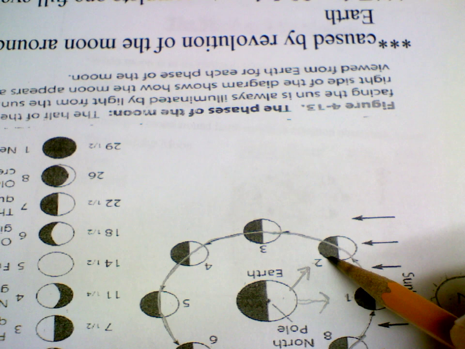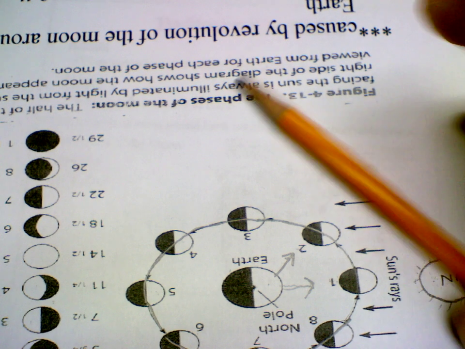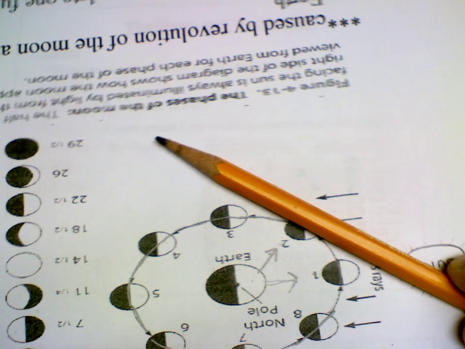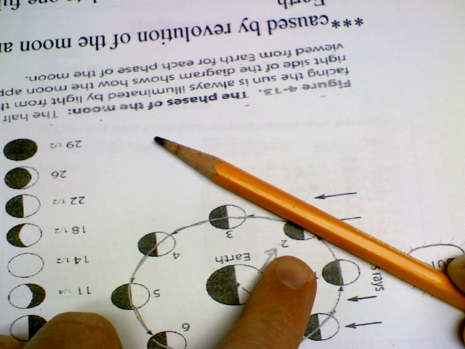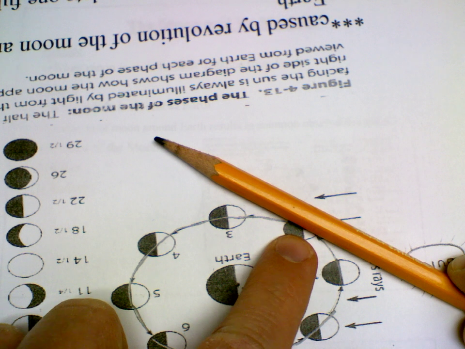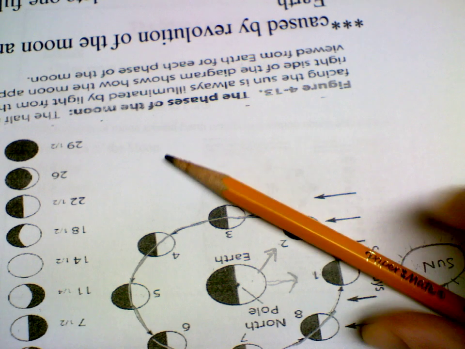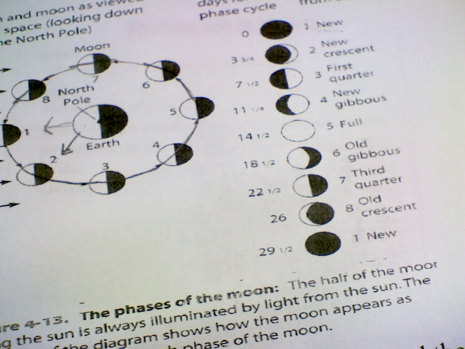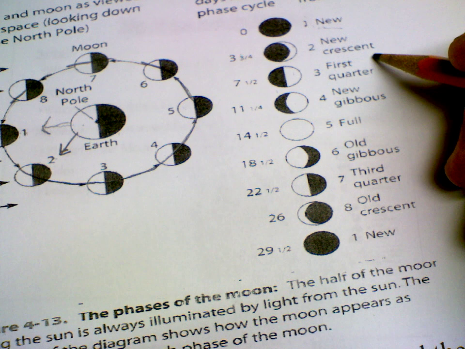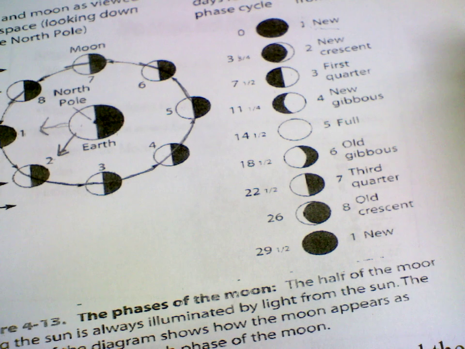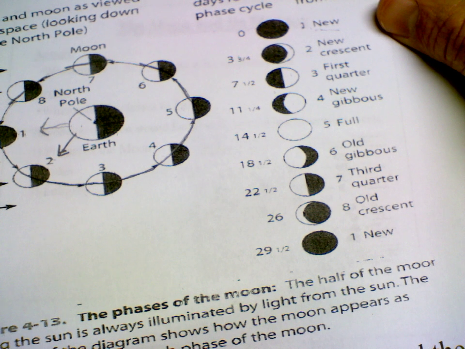Notice now I'm on Earth, looking at the moon. I'm going to cover the outside part, and if you take a look, it looks like the right side is lit up a tiny bit, mostly dark. That would mean that position 2 is what we call a crescent moon. All right, so notice it's lighting up on the right. The moon will light on the right.